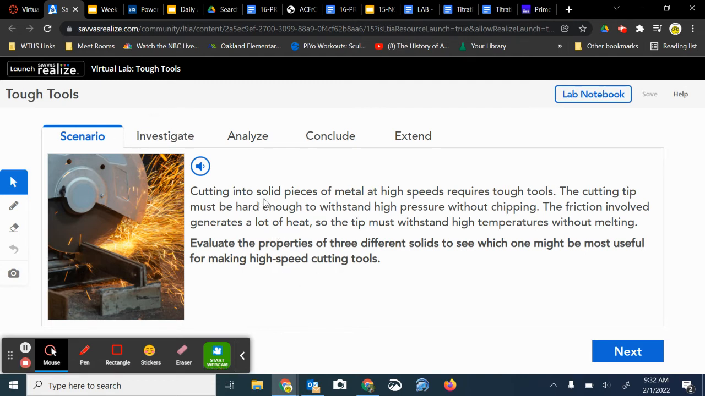So what you're doing is cutting into solid pieces of metal at high speeds requires tough tools. The cutting tip must be hard enough to withstand high pressure without chipping, and the friction involved generates a lot of heat, so the tip must withstand high temperatures without melting. So what you're going to do today is evaluate the properties of 3 different solids to see which one might be the most useful for making high-speed cutting tools. All right, in the lower right-hand corner, this next is blue, which means you're ready to move on.